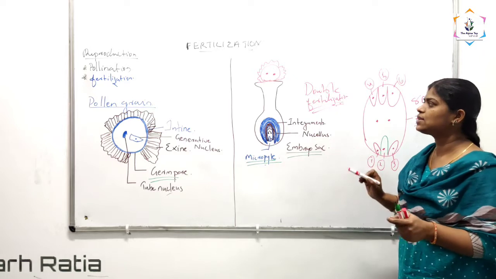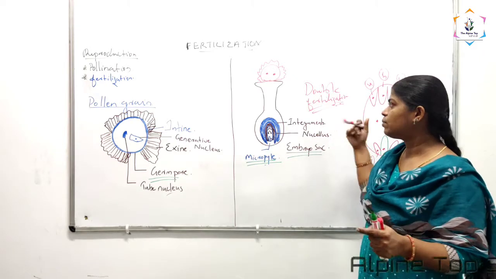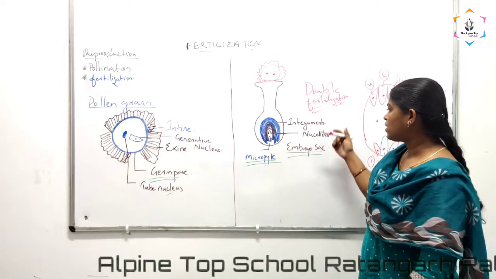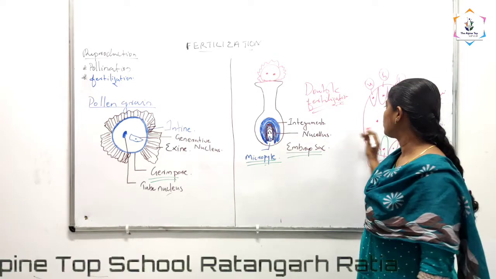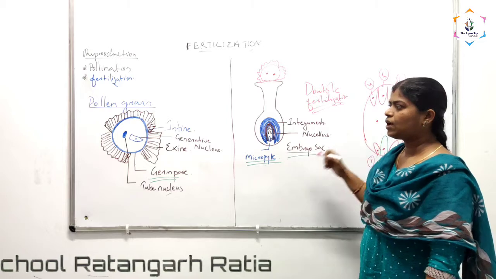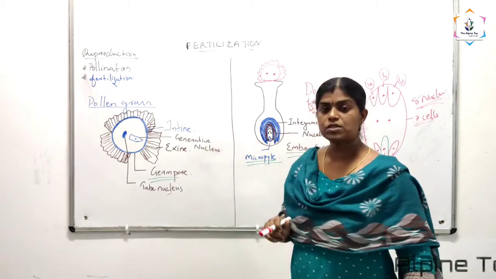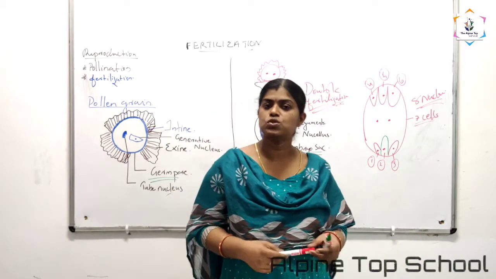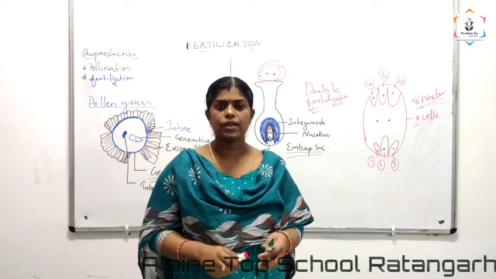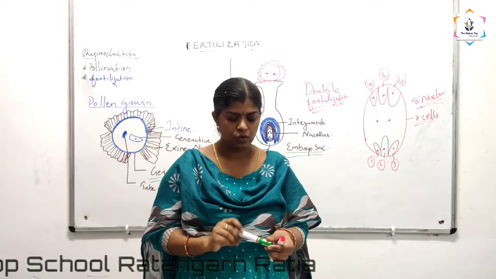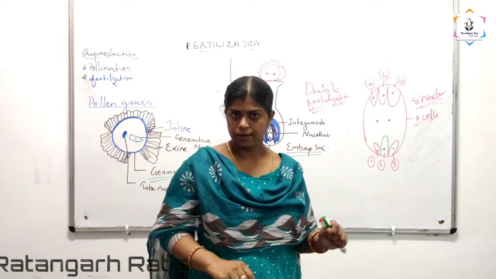Okay, so many questions that you can get from this portion. What is double fertilization, what is micropyle, what is integument, what is nucellus, what is the structure of the embryo sac, and what is the structure of the pollen grain. So many questions that you will get from this portion, and you have to give more importance to the diagrams. I have told you already that most of your questions will be based on diagrams, so you have to keep your attention on the diagrams also.